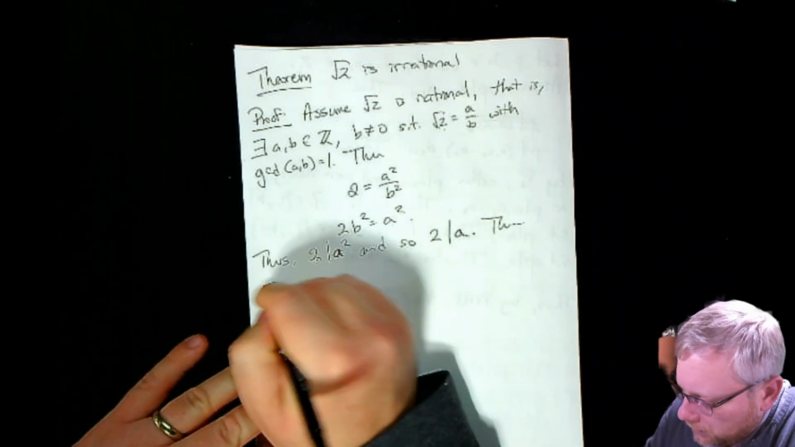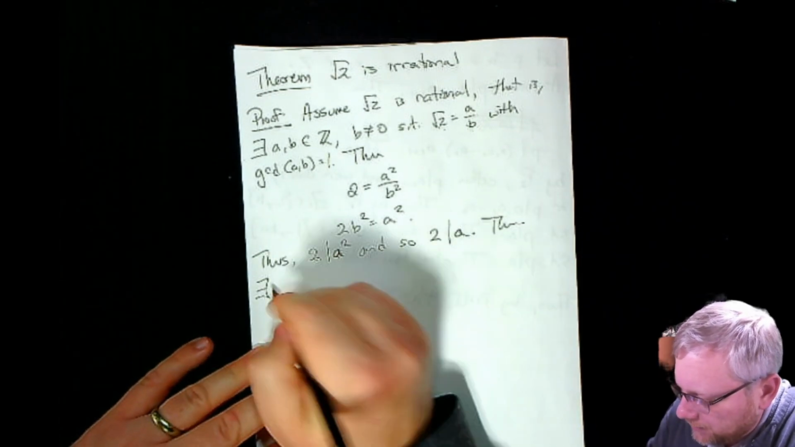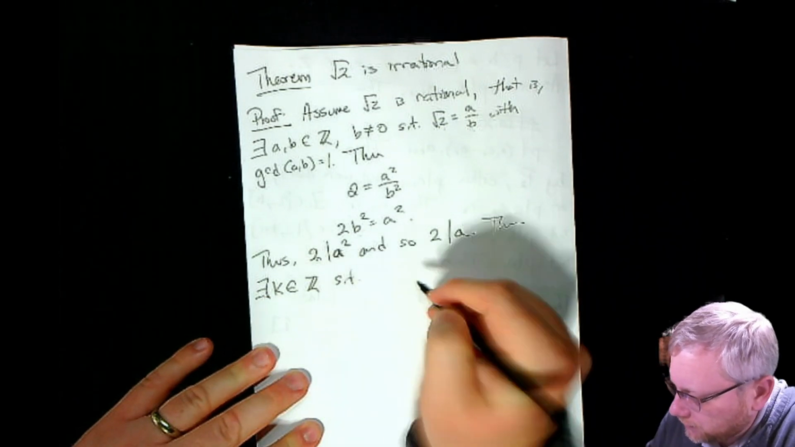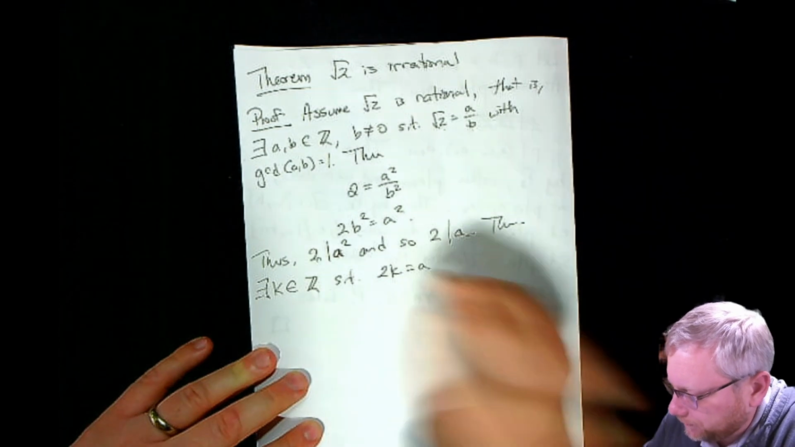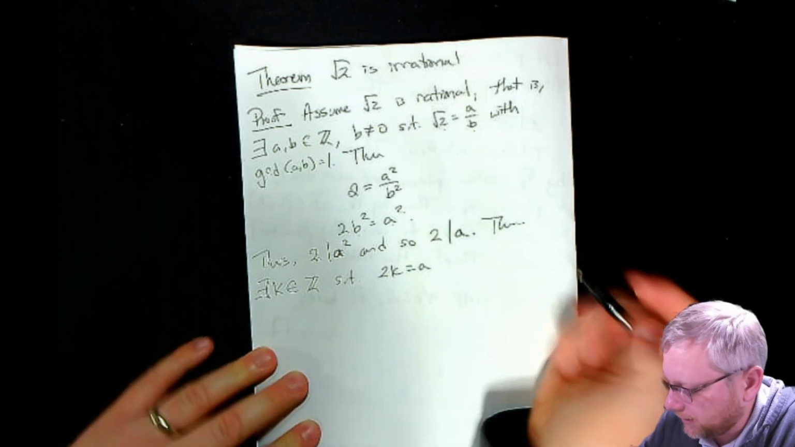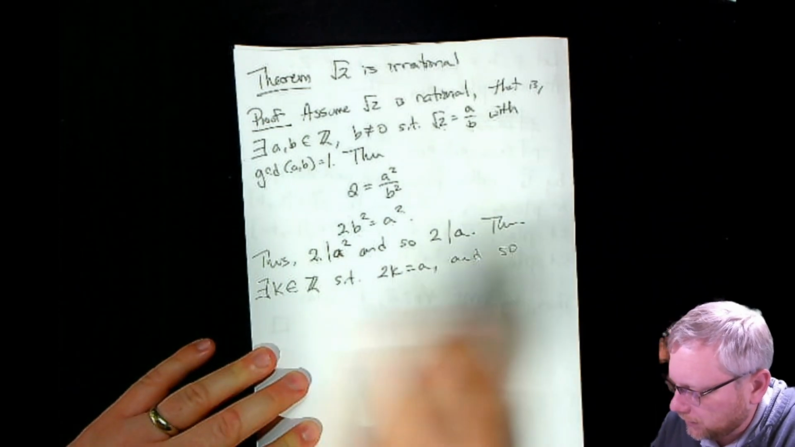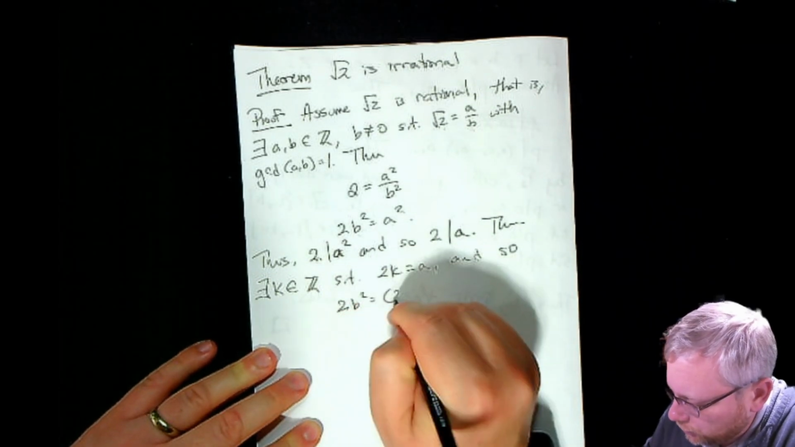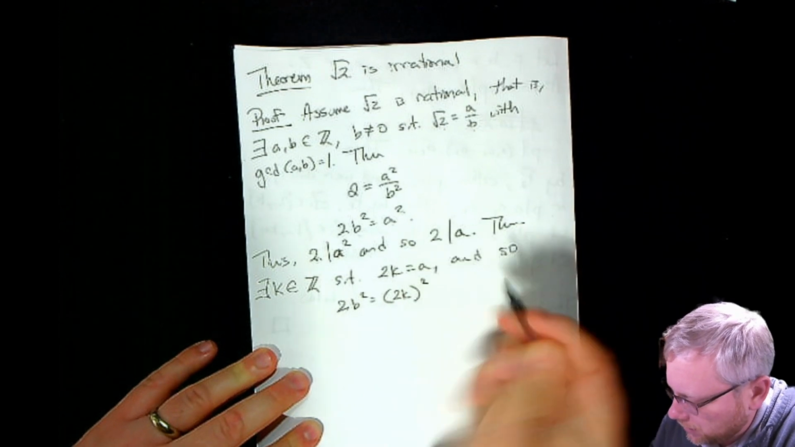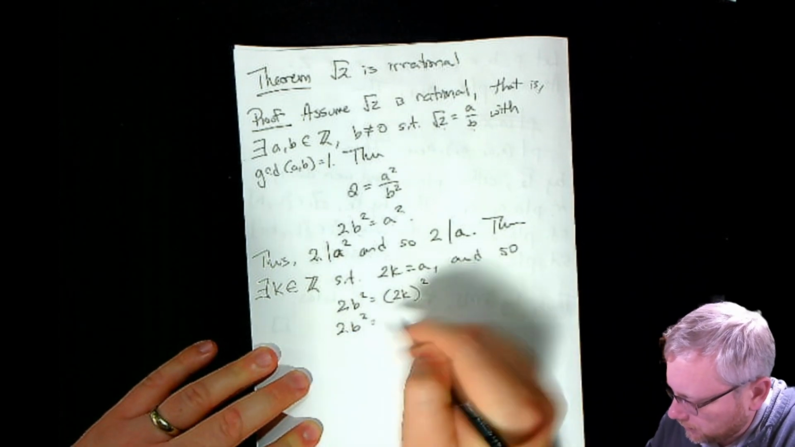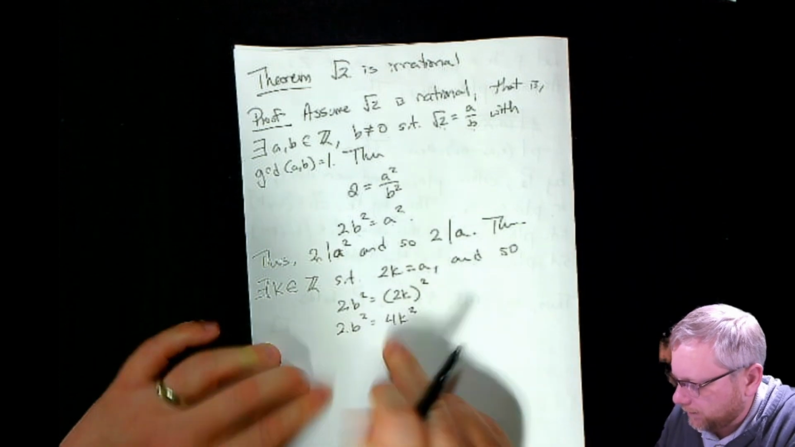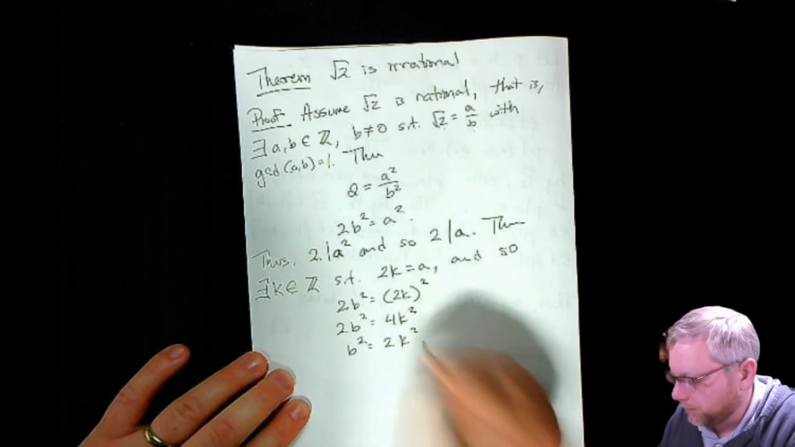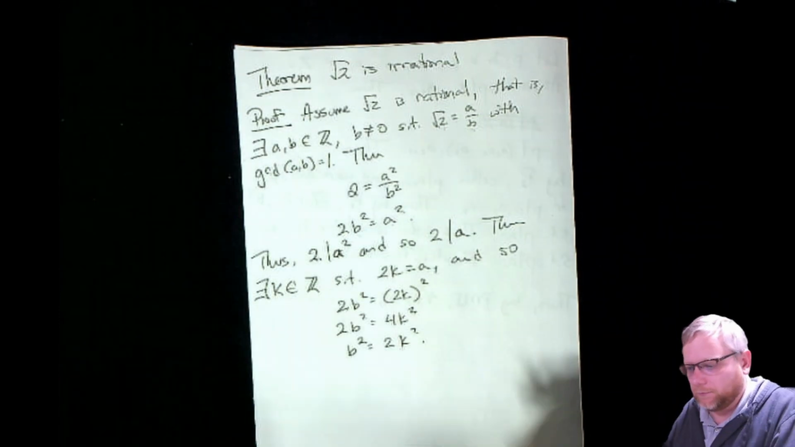Now I'll apply the definition of that. That means there exists, I'll use a k here, in Z, such that 2k equals a. That's the definition of what it means for 2 to divide a. And so now I'm going to take that and replace the a with it. 2b squared equals 2k all squared. Let's square that out. 2b squared is equal to 4k squared, and divide by 2 on both sides, and I get b squared is 2k squared. Basic algebra there.